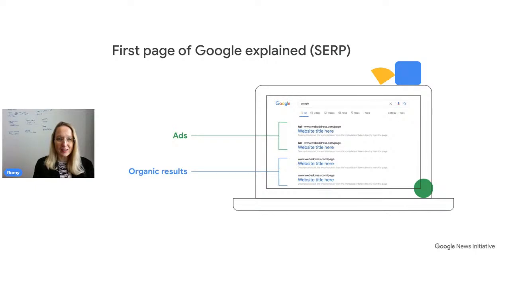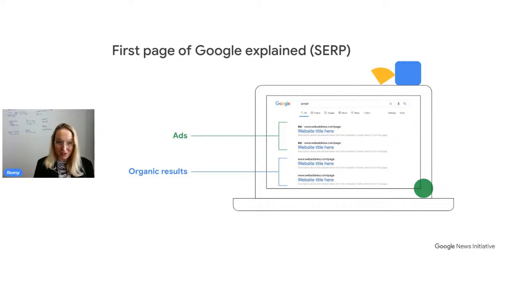I would suggest to focus on this abbreviation, which is SERP. If you don't know what that means, it is the first page of Google explained, or search engine results page, SERP, search engine results page, for us the first page there. And imagine there are 10 results for every question asked.